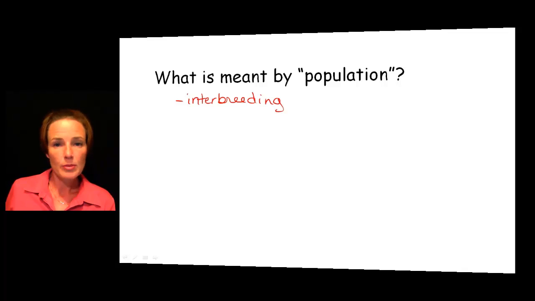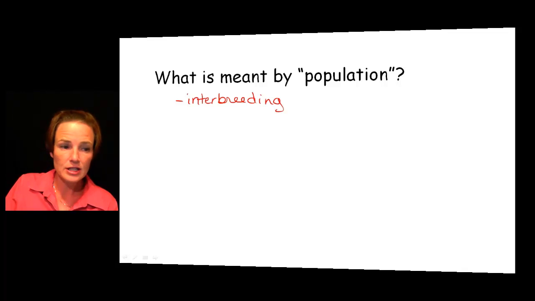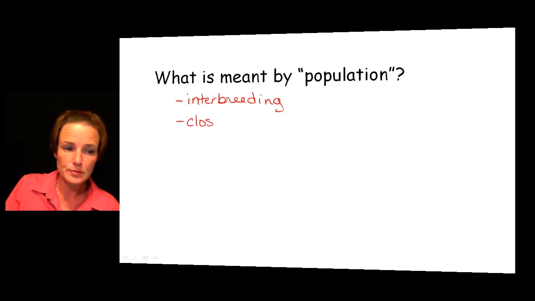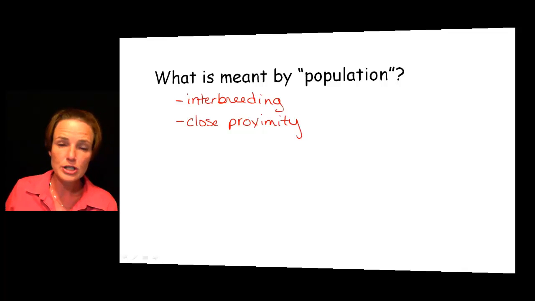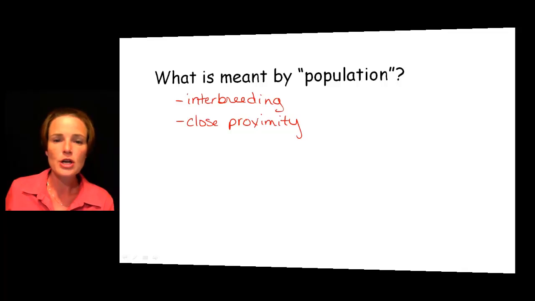Now, another important thing with a population is we have to assume that they are at least in close proximity to each other. They have to be able to get near each other if they're going to be reproducing with each other. So if we had a species of fish in one lake, that would be a population. We could have the same species in a nearby lake, but it's very unlikely that fish in the two lakes would actually come into contact with each other and breed with each other. So we would consider those two populations of the same species of fish to be independent populations.